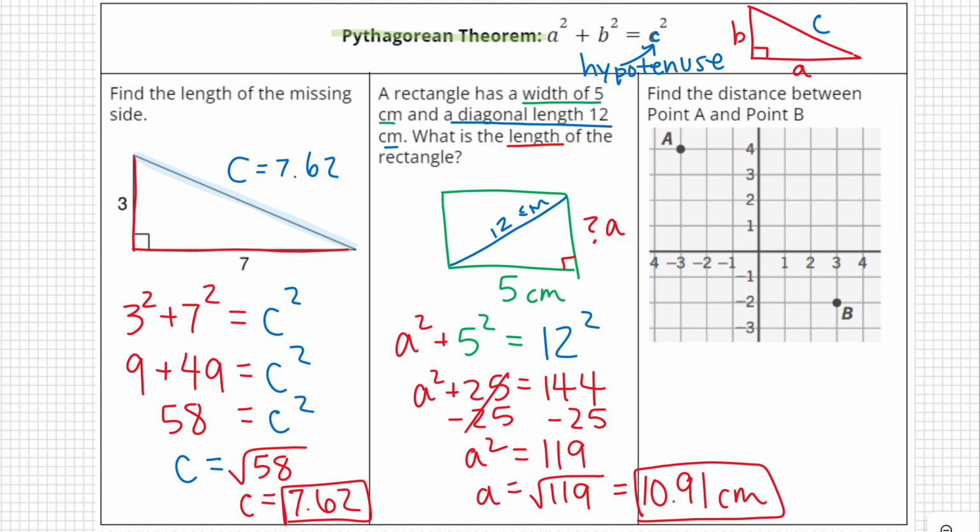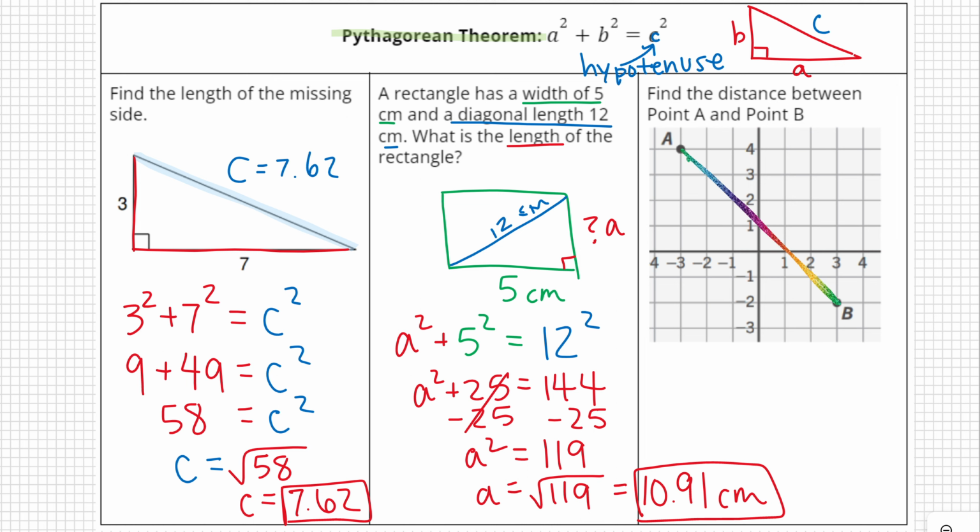Let's look at the third example. Find the distance between point A and point B. Point A is in the top left of the graph, point B is in the bottom right of the graph. And I'm trying to find the distance between those 2 points. So if you draw in a line between those 2 points, the length of this line that I just drew is the distance between those 2 points.